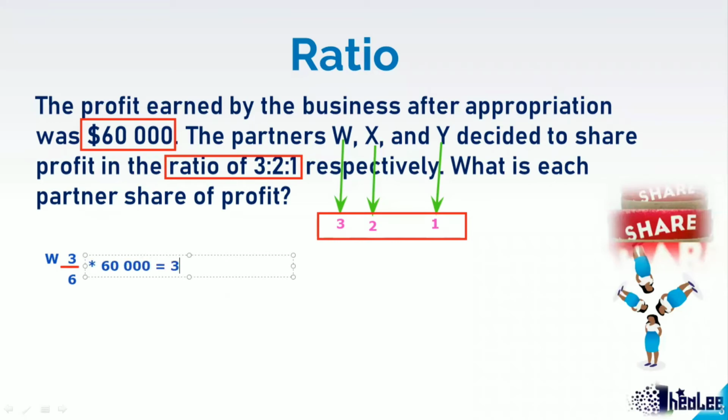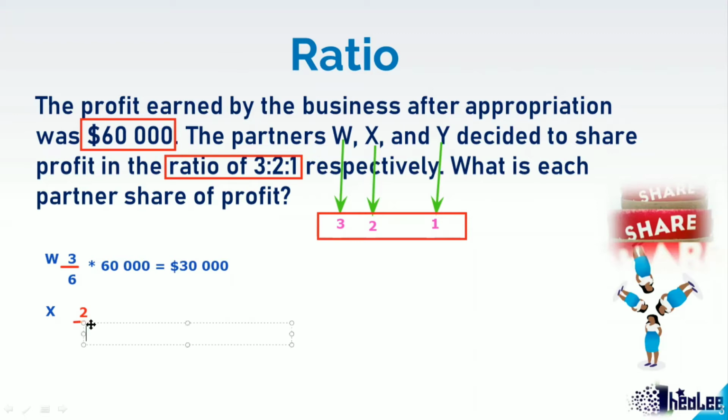So basically, we're seeing where W is getting half, if you should simplify that, half of the 60,000 profit. And half of that gives you $30,000. So W gets a profit of $30,000. That is W. Let's look at X. X is 2 out of the ratio of 3 to 2 to 1. So that is the numerator. That's 2 divided by the total of 6.